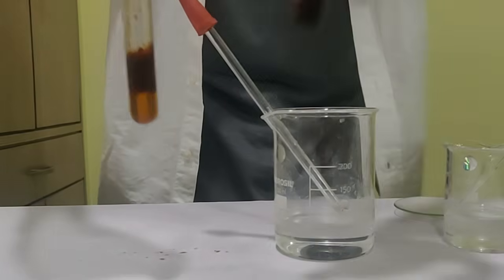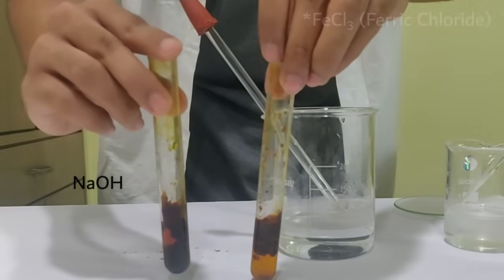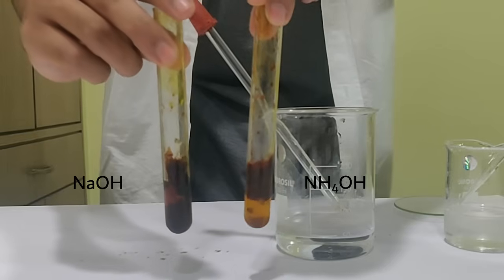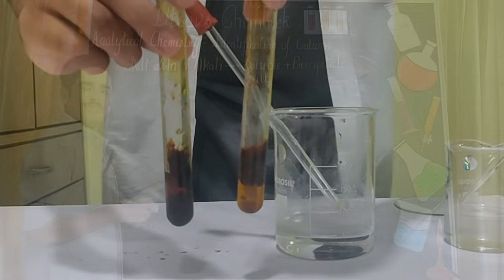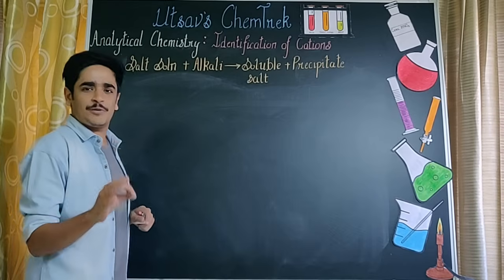For recap, we have ferric chloride in both of them, sodium hydroxide in the first one, ammonium hydroxide in the second. In both of them, it gives me a reddish brown precipitate which remains insoluble. The reaction that we just saw, it's now time to represent them in the form of an equation.